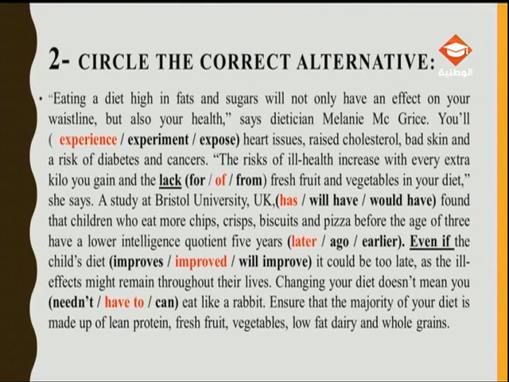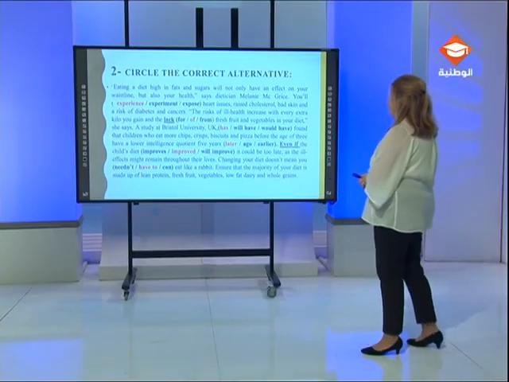children who eat more chips, crisps, biscuits, and pizza before the age of 3 have a lower intelligence quotient 5 years after eating these. So do we say 5 years later, 5 years ago, or 5 years earlier? Of course, later and earlier are opposites. And here we cannot speak about something after eating. So earlier is the 100% wrong answer.